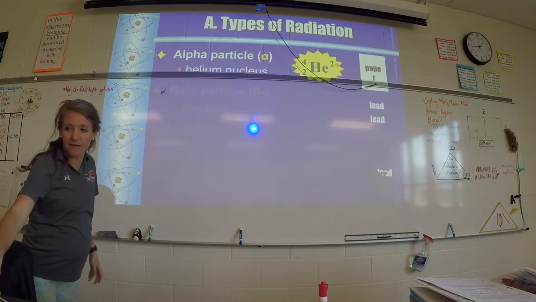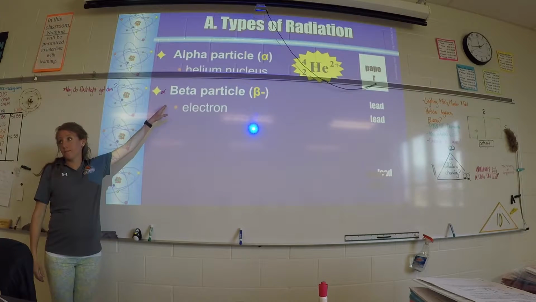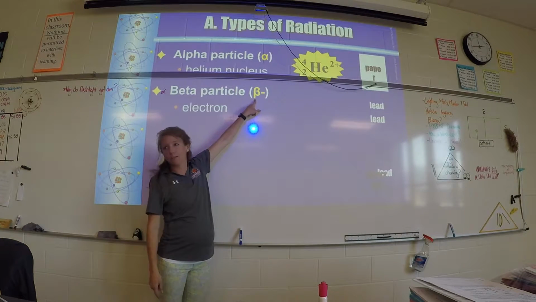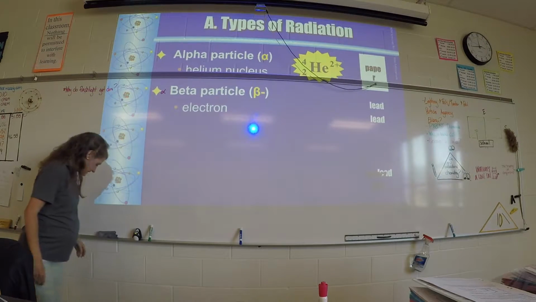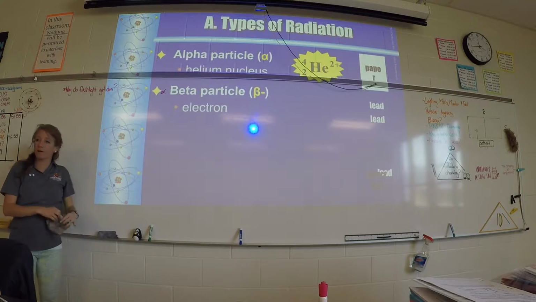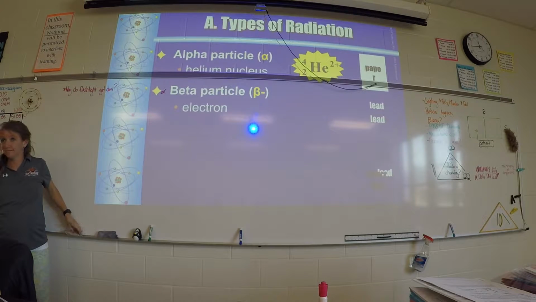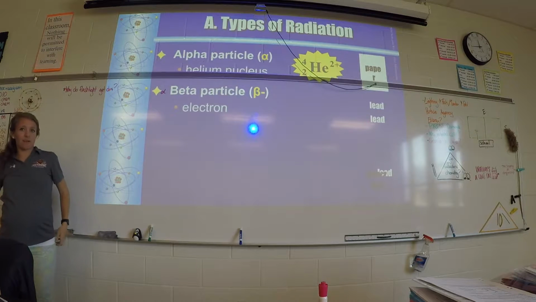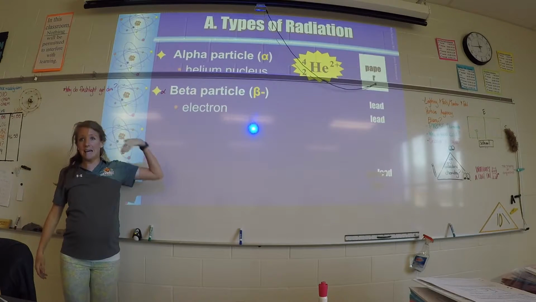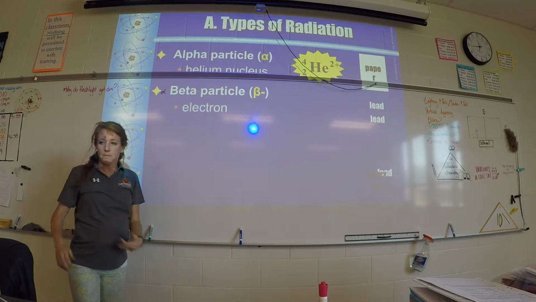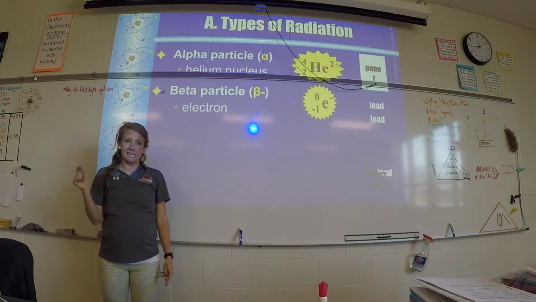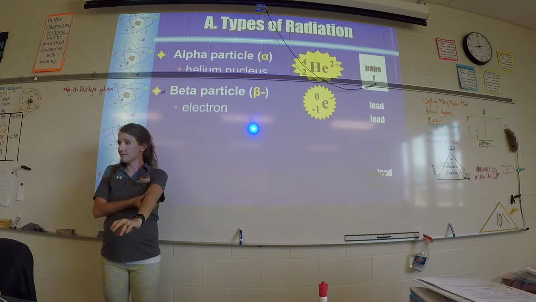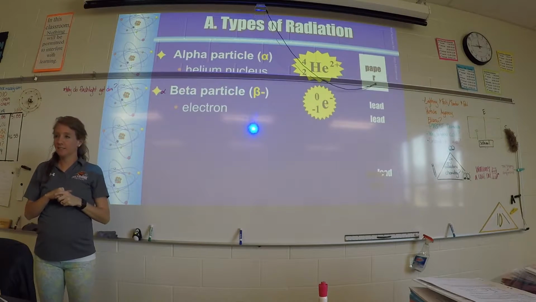All right, our next type of radiation is a beta particle. The Greek symbol for beta looks like a B, but with a little tail on it, like a fancy B with a minus. In terms of a particle, it's an electron. Stay with me on this one because it gets a little bizarre. A beta particle is an electron. Its symbol is ⁰₋₁e, and keep in mind it's a lowercase e because that's how we write electrons, and then we put a minus sign.